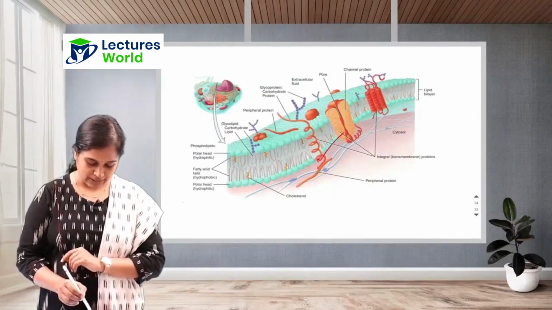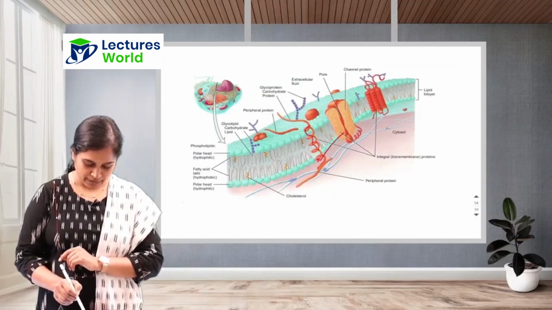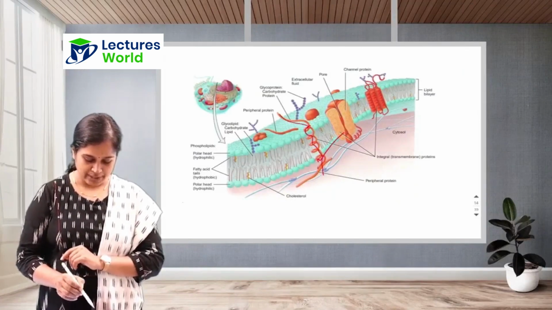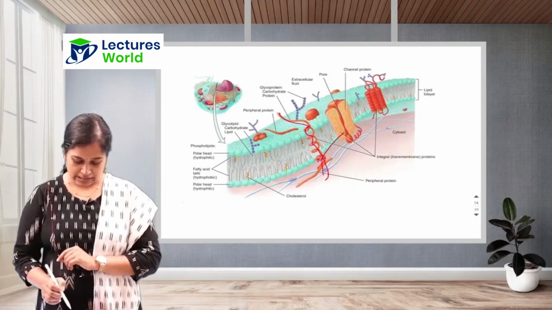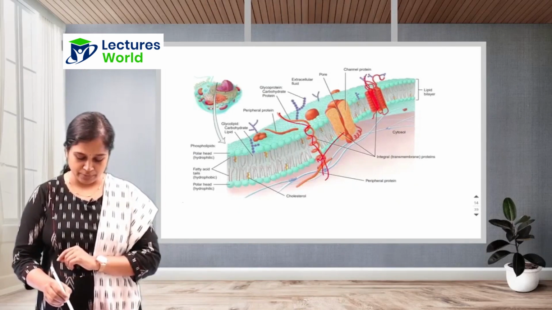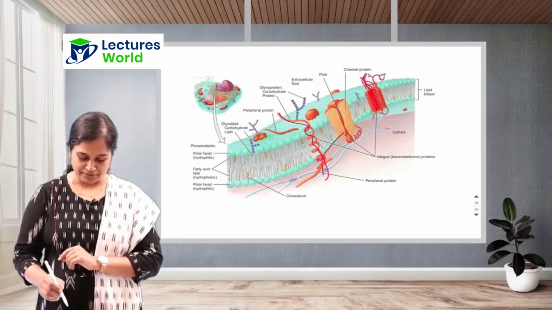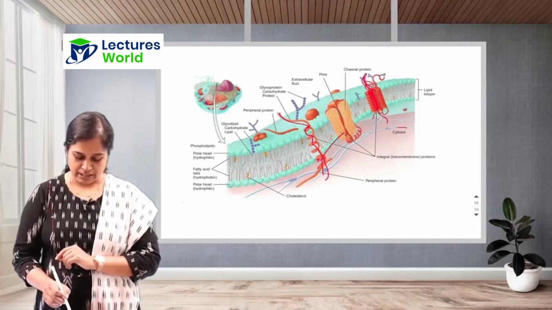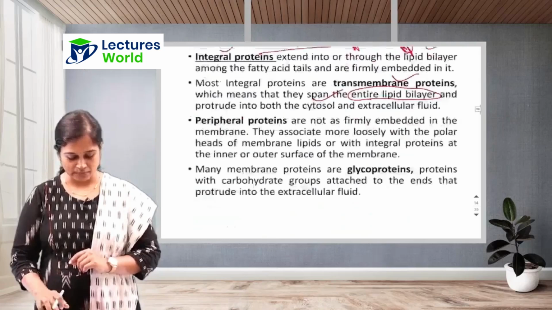So it passes from the middle of the layer and protrudes outside as well. And this is also an example. It passes into the layer, as well as it protrudes outside of the cell, as well as it protrudes inside of the cell, that is the cytosol.